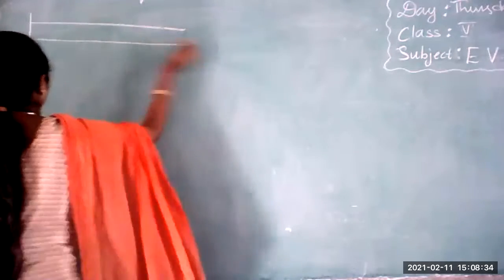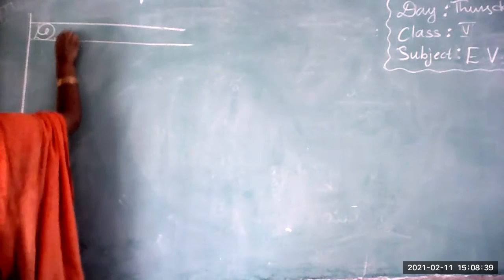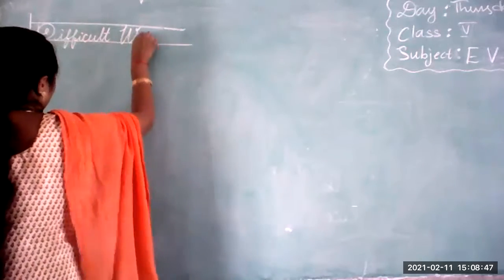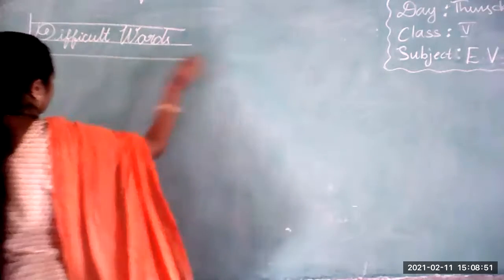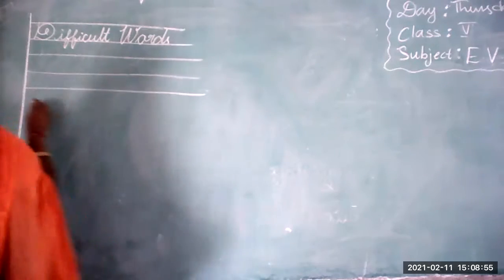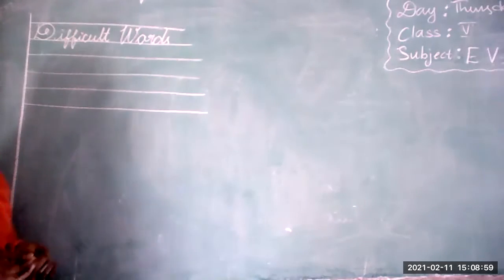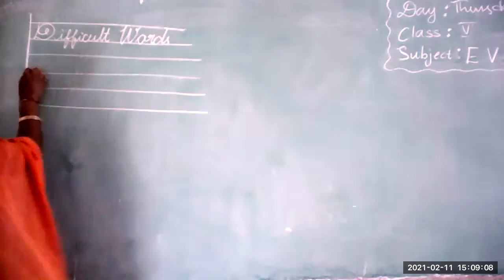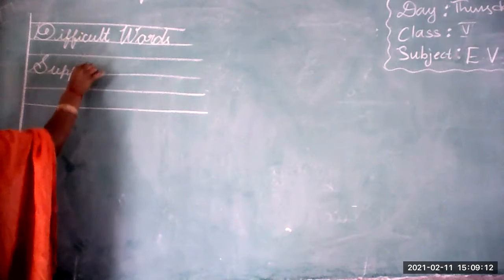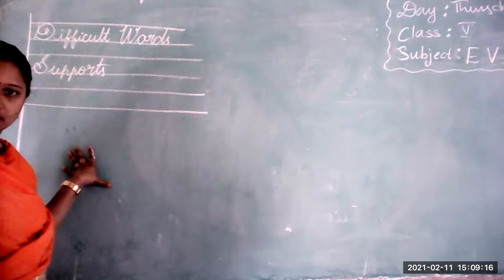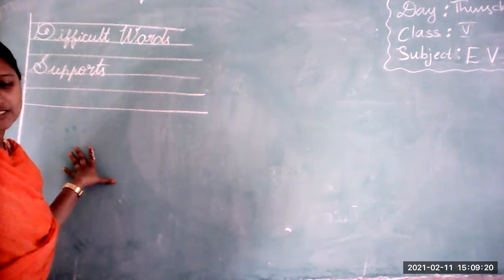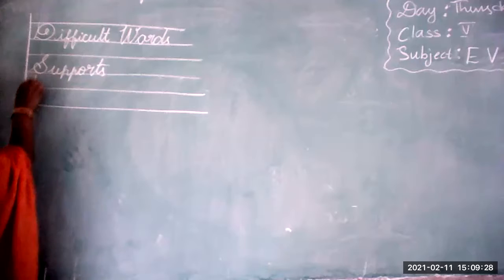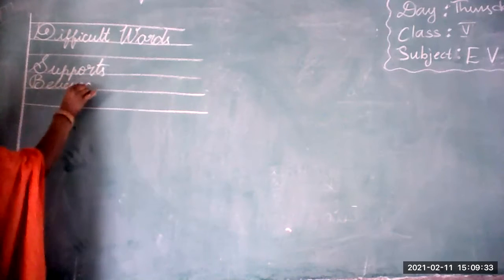Difficult words. All the children, read and write, and always the first letter starts with a capital letter. Okay, start. First one, I am writing very hard words, children. Supports, S-U-P-P-O-R-T-S. Shall I write in cursive handwriting? Did you understand this? Supports. You also read and write them. Next one, believed.